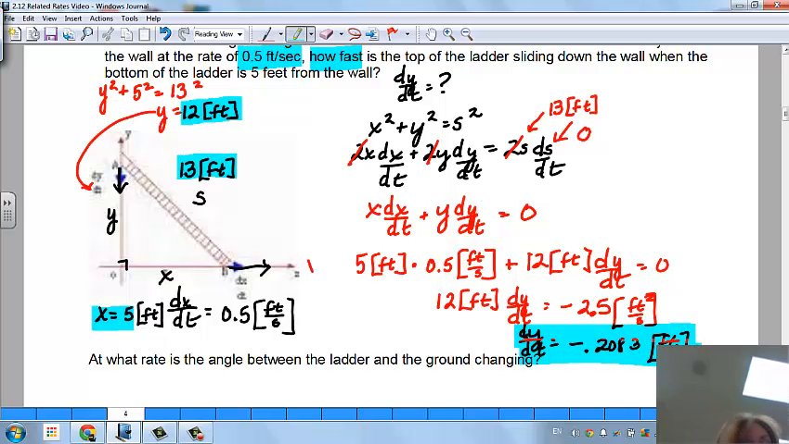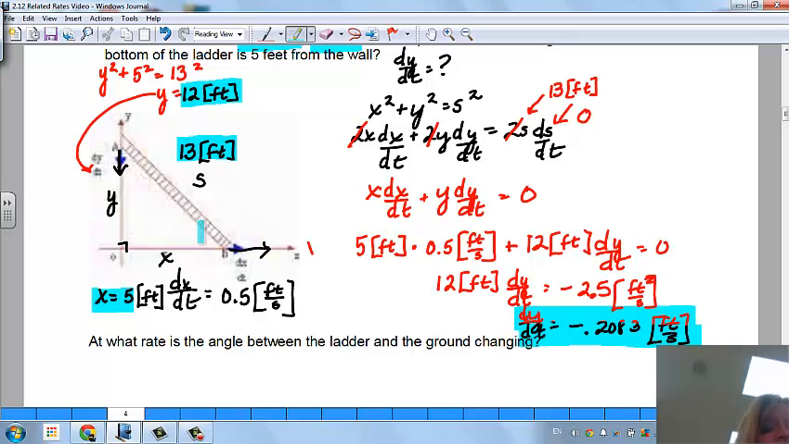Now we're going to work on the angle. So we're going to be talking about this angle right here. In the second part of the problem, the question is at what rate is the angle between the ladder and the ground changing. So we're talking about basically right here, the ladder and the ground, these two sides.